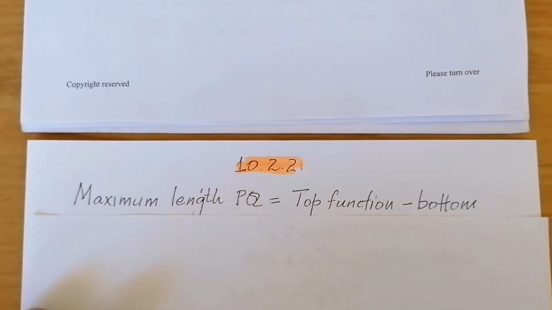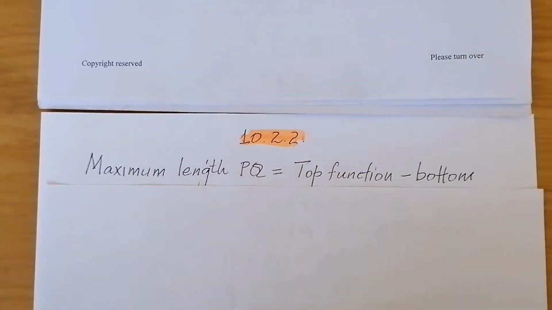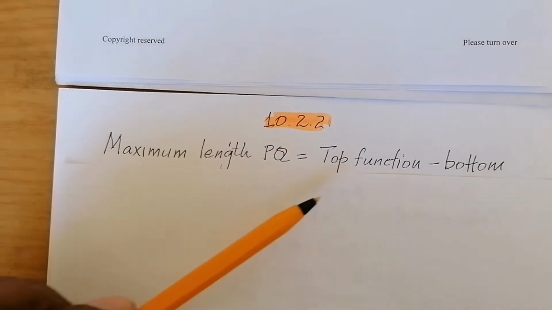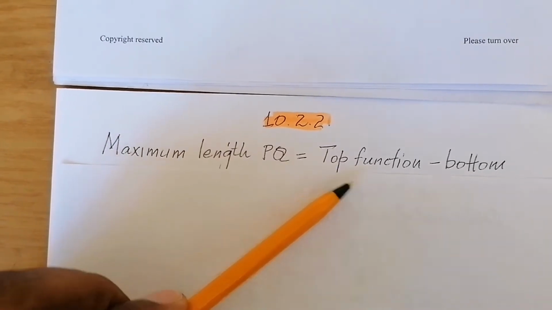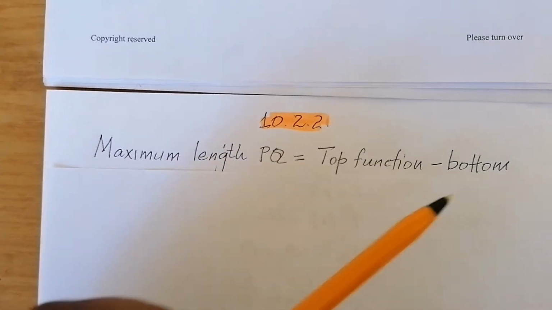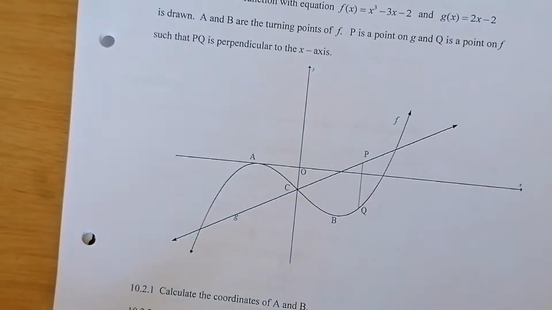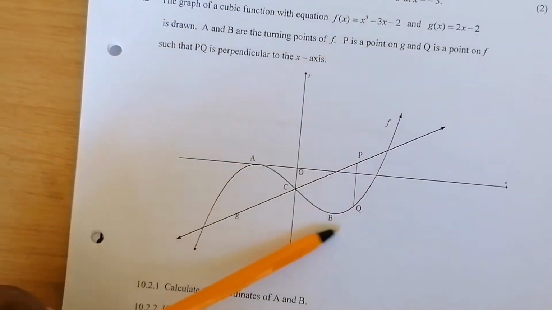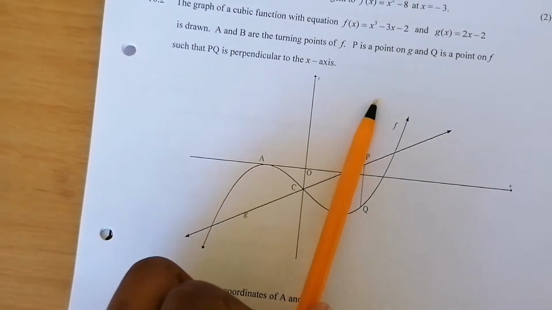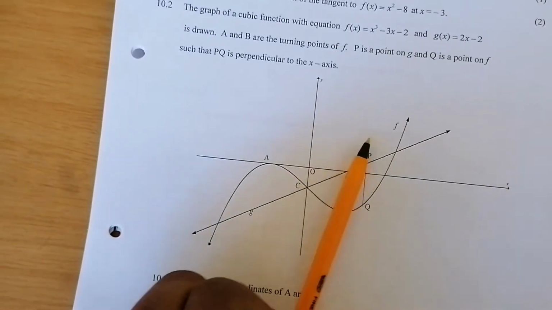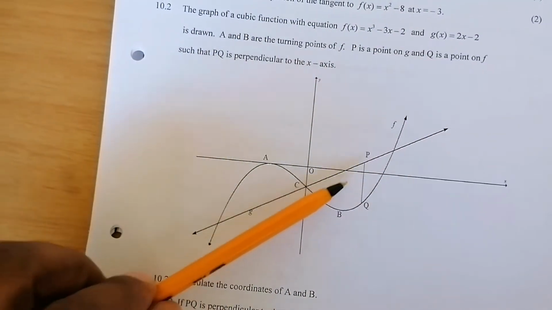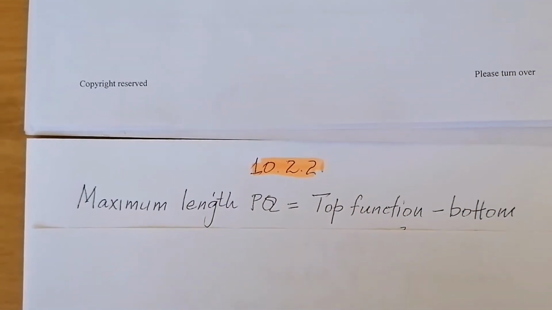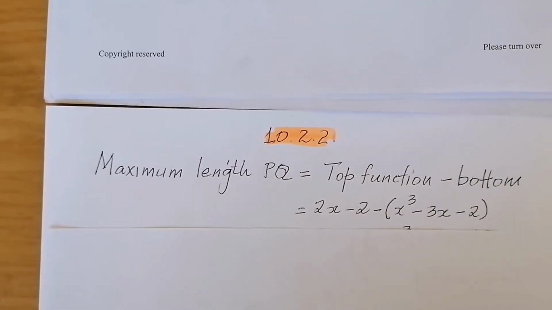Friends, remember that the maximum length between two functions is always the top function minus the bottom function. In this case, our top function is the straight line. The bottom function is the cubic function. For the maximum distance between them, we need to subtract the bottom from the top. Now, let's move on beautifully and slowly so that everyone understands.